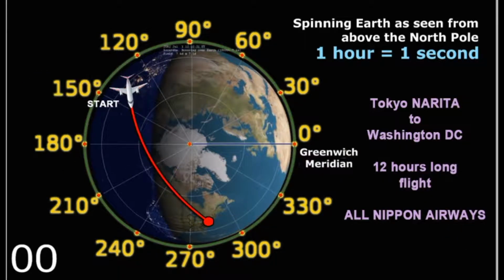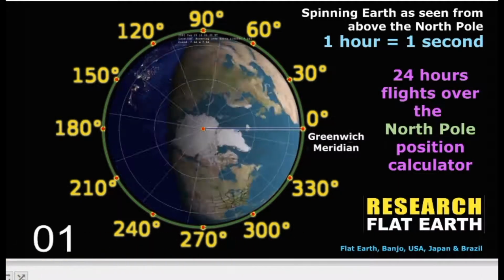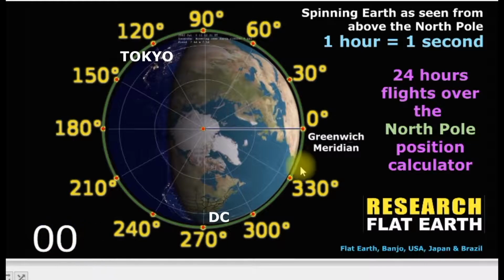Let's go to our timer. Set the timer again to 0. Everything looks good right here. Prime Meridian. We have DC right here, Tokyo. Remember, this flight is now going from Tokyo to DC while the Earth is rotating. So we start the timer at the moment the plane takes off towards DC. Let's do it.